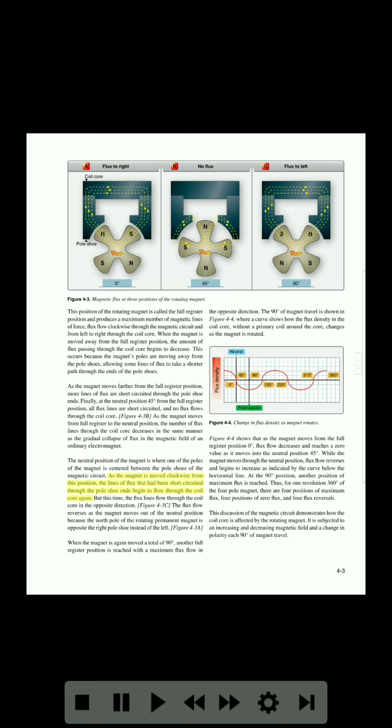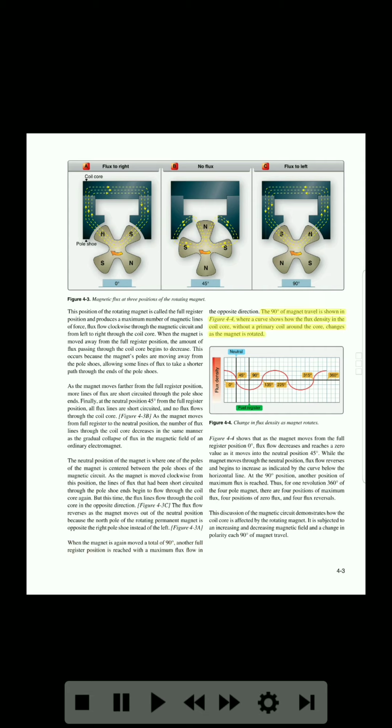As the magnet is moved clockwise from this position, the lines of flux that have been short-circuited through the pole shoe ends begin to flow through the coil core again. But this time, the flux lines flow through the coil core in the opposite direction. Figure 4-3c, the flux flow reverses as the magnet moves out of the neutral position, because the north pole of the rotating permanent magnet is opposite the right pole shoe instead of the left. Figure 4-3a, when the magnet is again moved a total of 90 degrees, another full register position is reached with a maximum flux flow in the opposite direction.